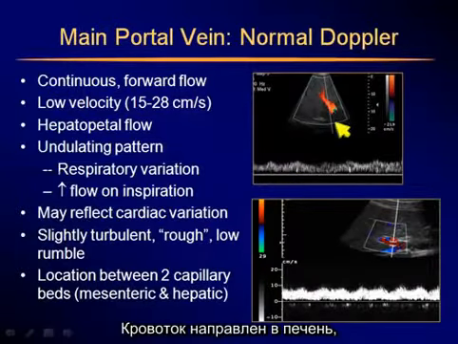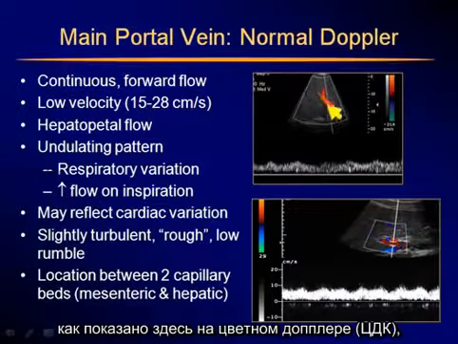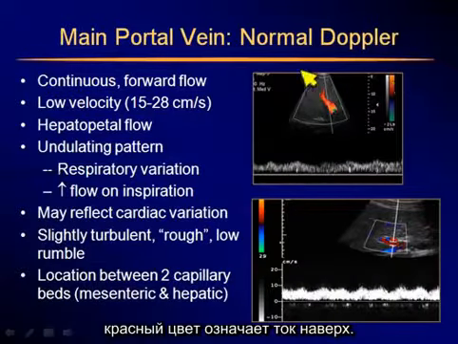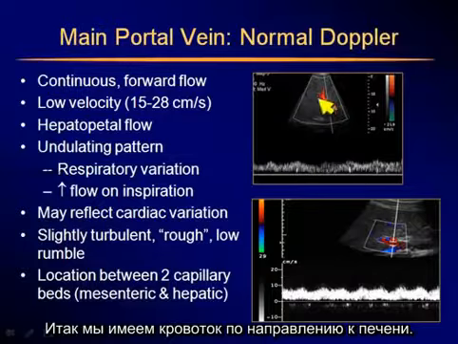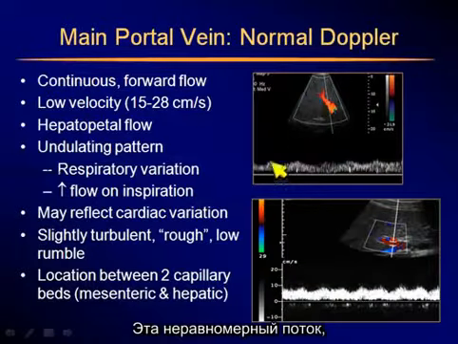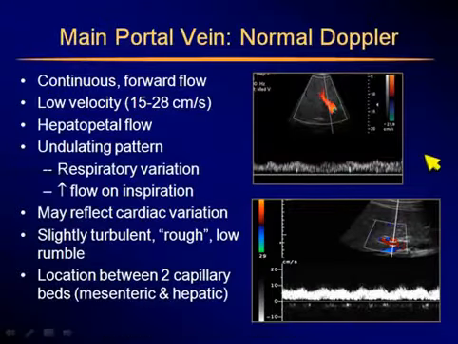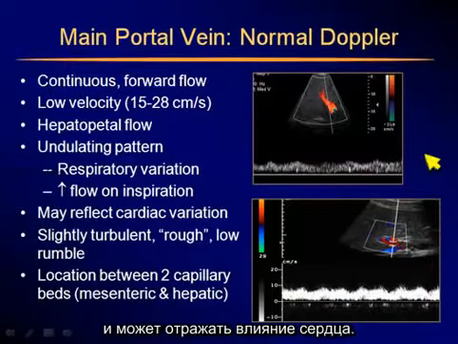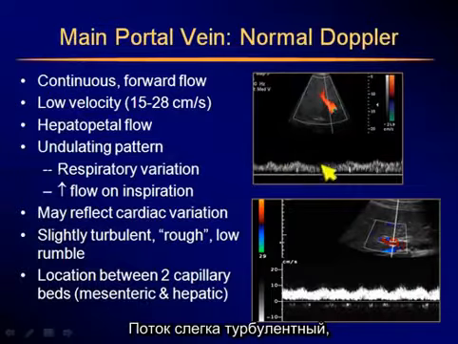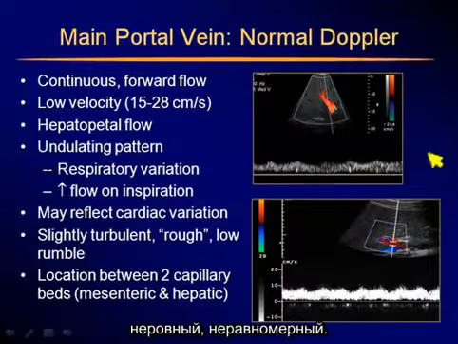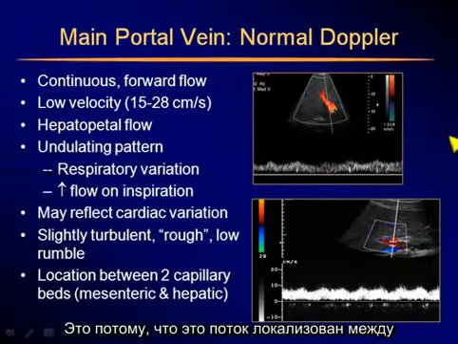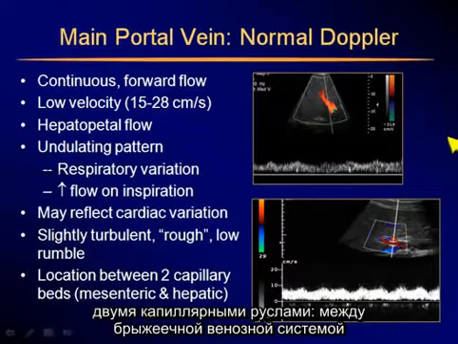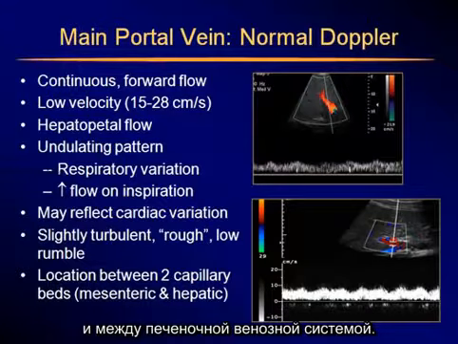The flow is into the liver, shown here on this color Doppler. Red means flow towards, so we have flow towards the liver. It's an undulating pattern which reflects respiratory variation and may reflect cardiac variation. It's a slightly turbulent, rough, low rumble kind of flow. That's because it's located between two capillary beds, between the mesenteric venous system and the hepatic venous system.